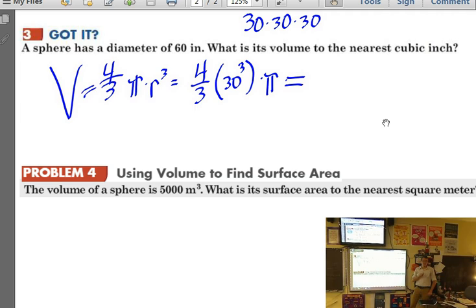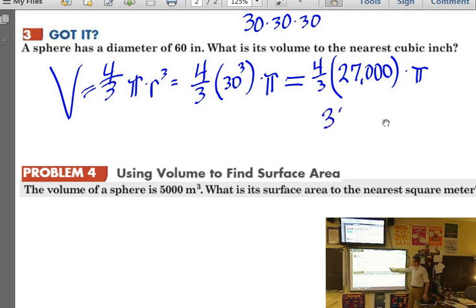Your 3 times 3 times 3 is 27, but then we have 3 zeros. So we get 4/3 of 27,000 times pi. Now 27,000 divided by 3, 27 divided by 3 I know is 9. So this would be 9,000. 9 times 4, 36,000. So I get 36,000 pi without ever needing a calculator.